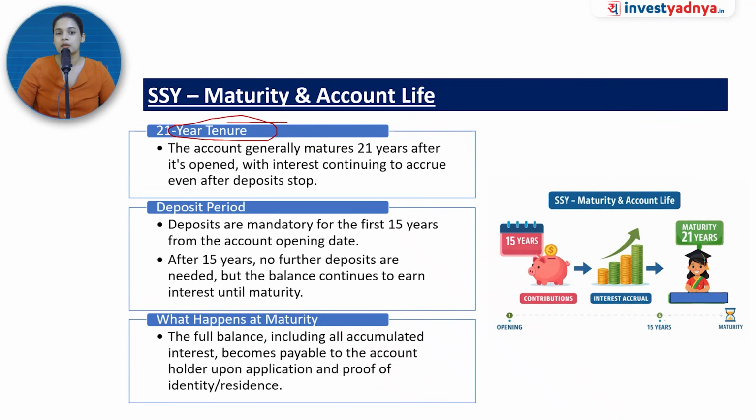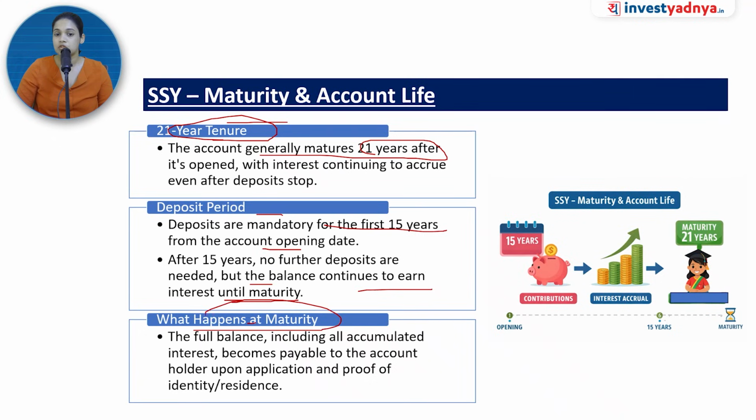21 years. So the account will mature at 21 years, but up to 15 years you can contribute, and from 15 years to 21 years it will continue accruing interest. What is the deposit period? The deposit period is mandatory for the first 15 years. This is just what we discussed, that it will continue to get interest until maturity.